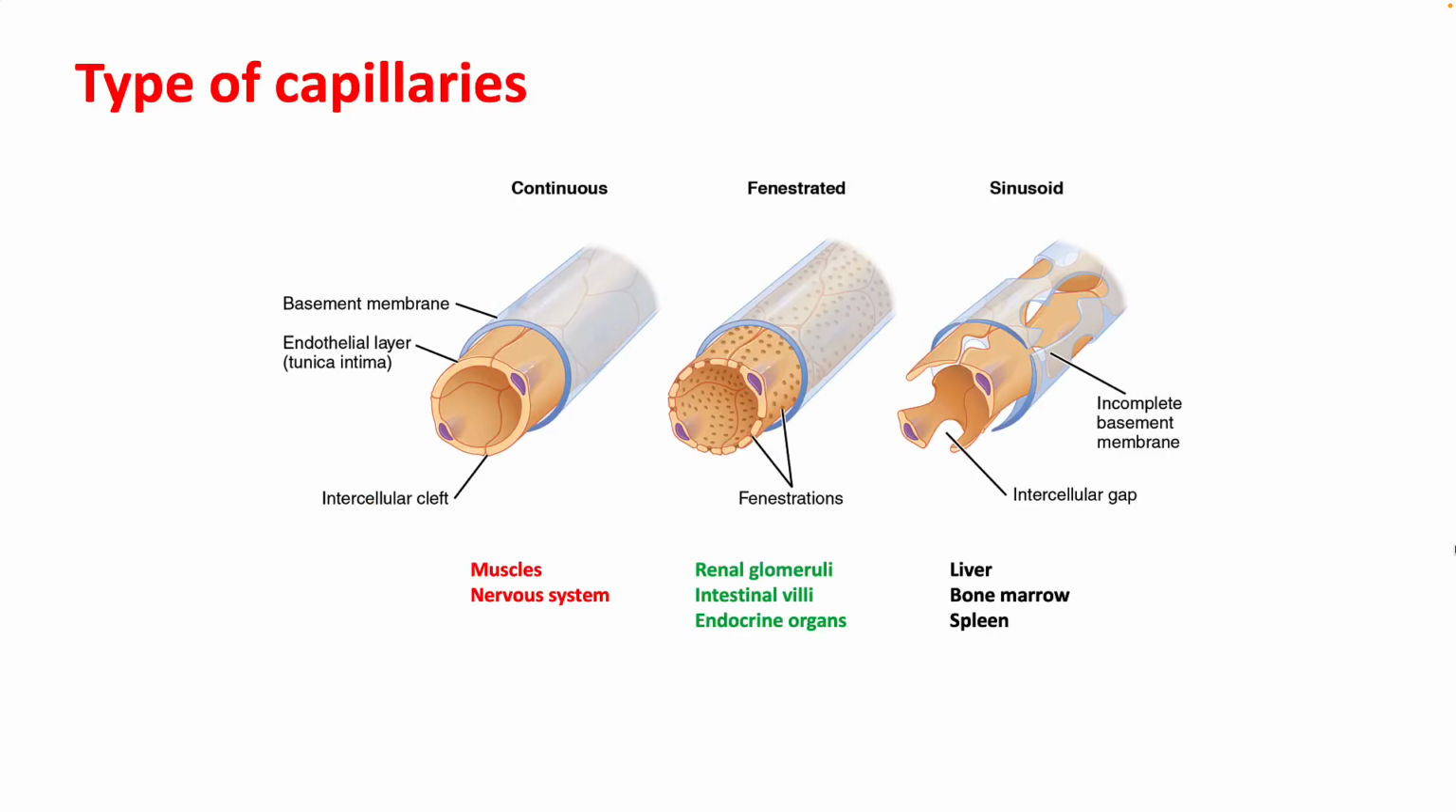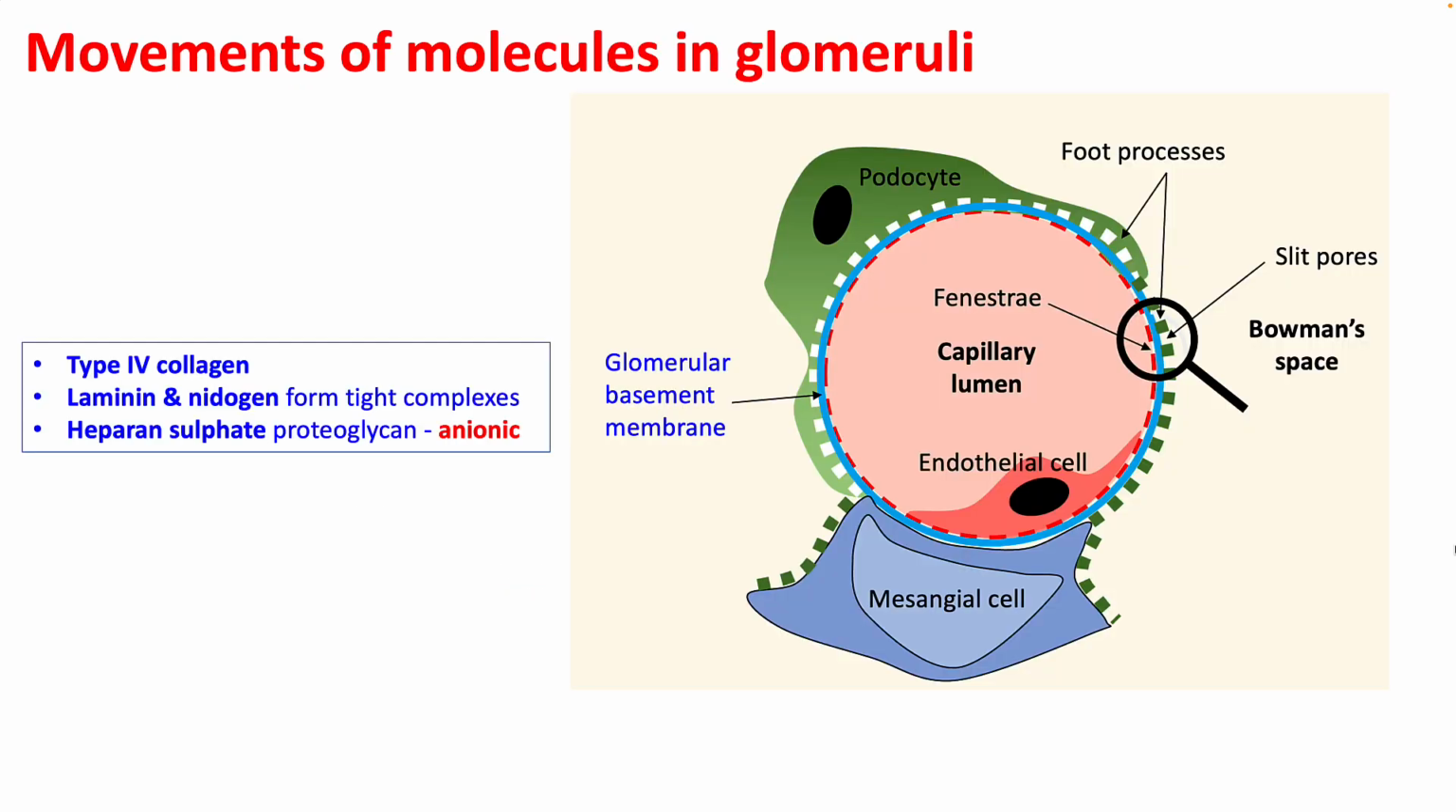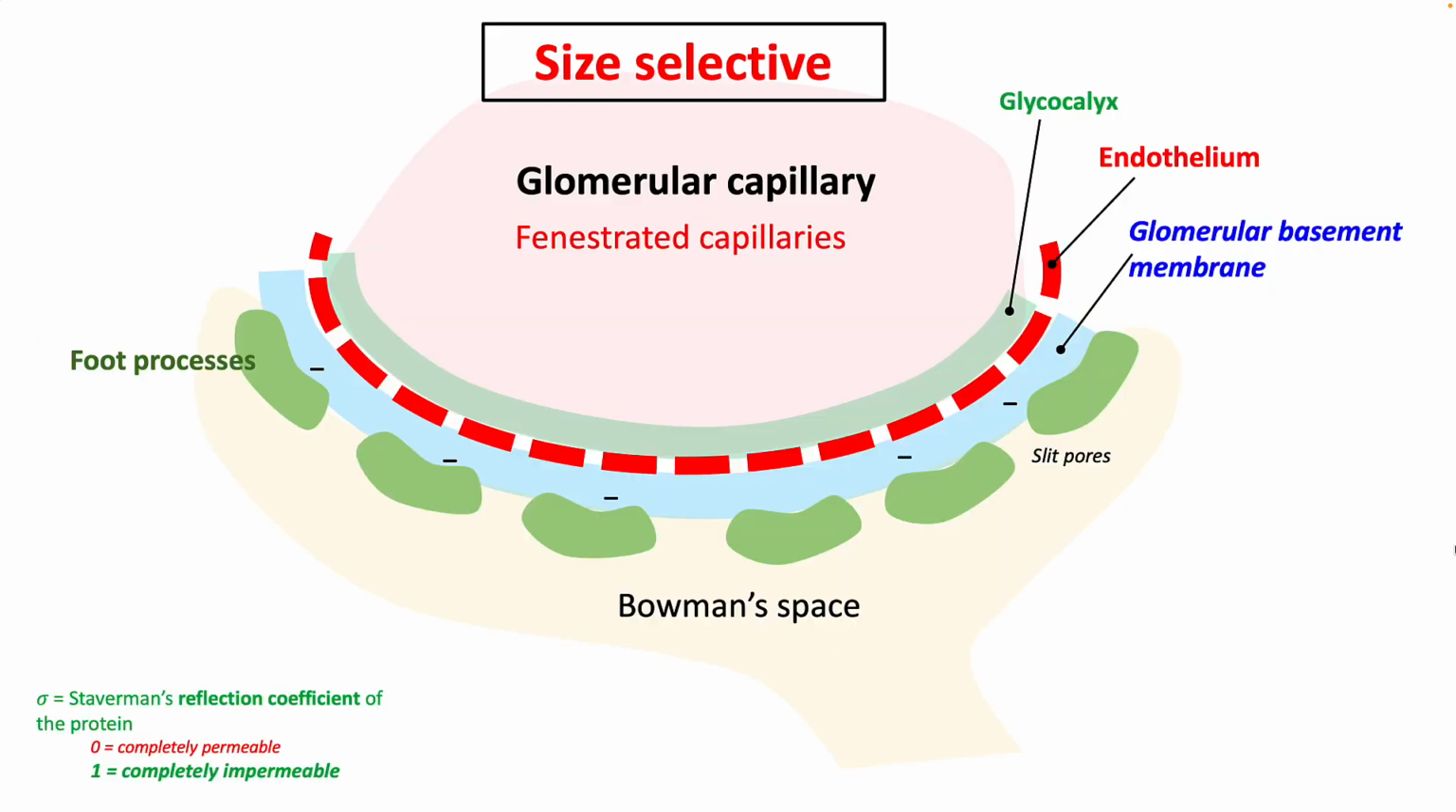We learned from our previous lecture that there are three types of capillaries: continuous, fenestrated, and sinusoid, and kidneys have fenestrated capillaries. There are three layers that separate your capillary lumen from Bowman space. The first lining is your endothelial cell with its glycocalyx membrane, basement membrane, and foot processes with slit pores. Glomerular basement membrane is made up of type 4 collagen along with laminin and nidogen, and it has got heparan sulfate, which is an anionic proteoglycan, and we'll see its role in subsequent slides.